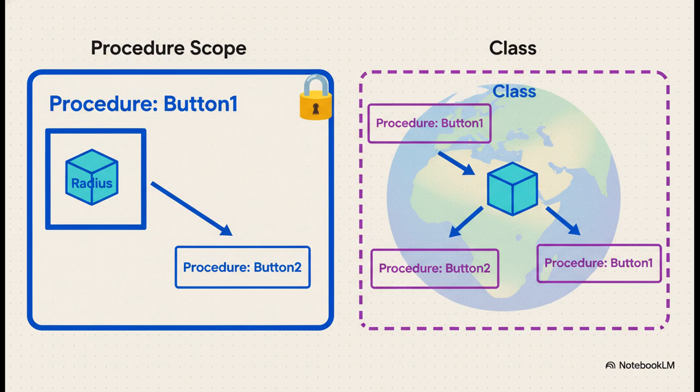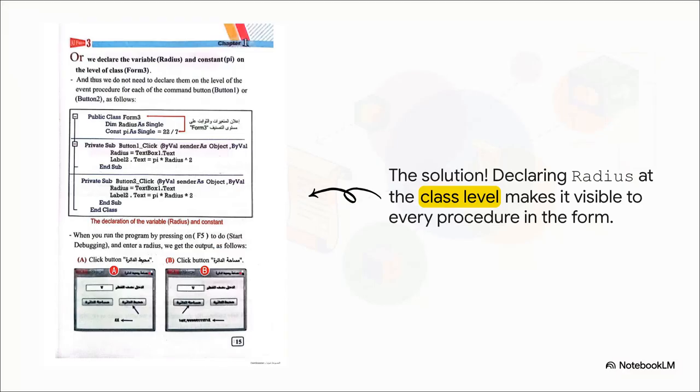The fix is to give it class scope. By declaring the variable at the top level of our form, the class, we make it visible to every single procedure inside that form. It's a way of keeping things tidy and preventing one part of your code from accidentally messing with another. And here's what that fix looks like. Notice where the dim radius line is now?